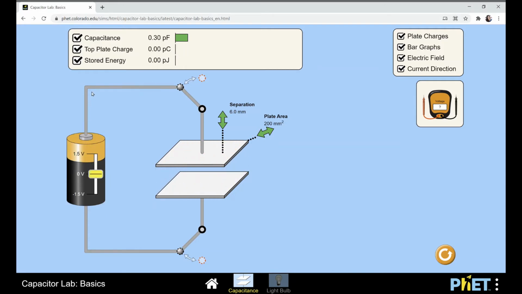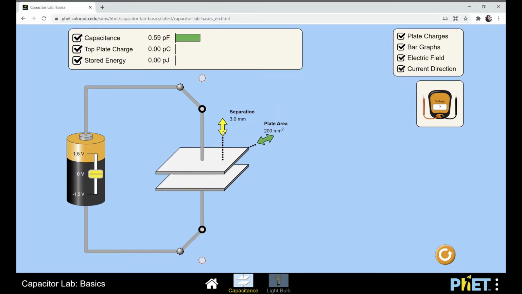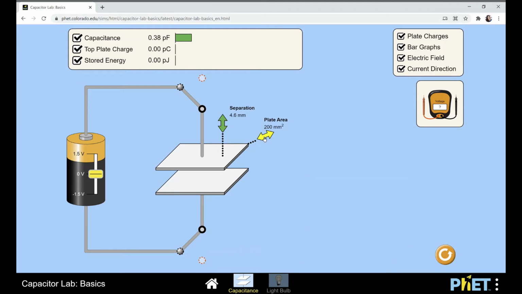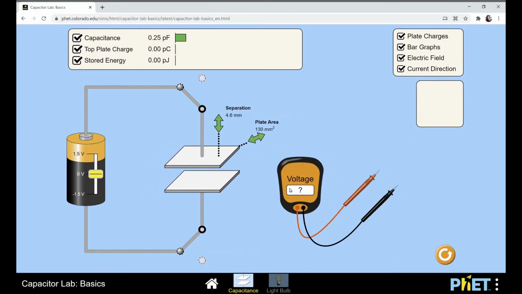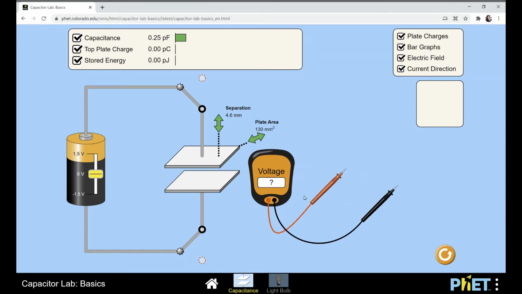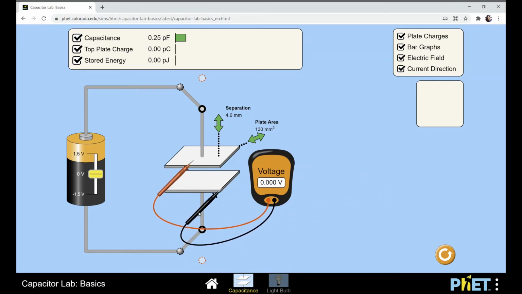Then there's a wire that connects the battery to the capacitor, and up here there's a switch that we can move to disconnect the capacitor from the battery. This arrow changes the distance between the plates, and this arrow changes the area of the plates. There's also a voltmeter over here, and it will show us the voltage or the potential difference between the two plates.